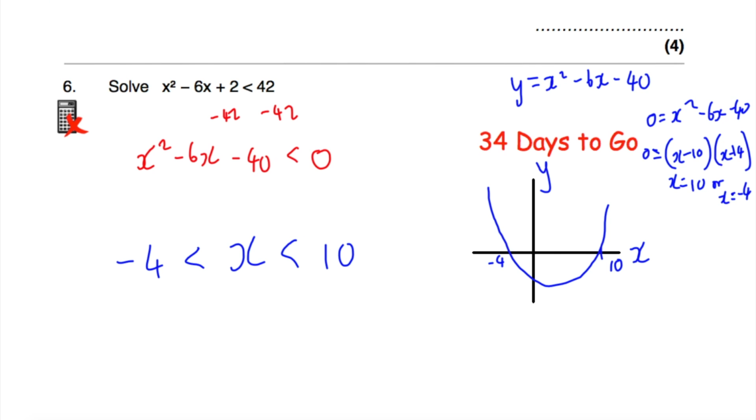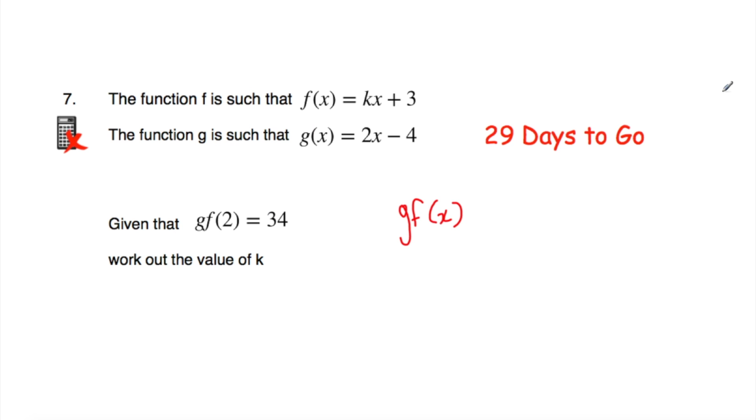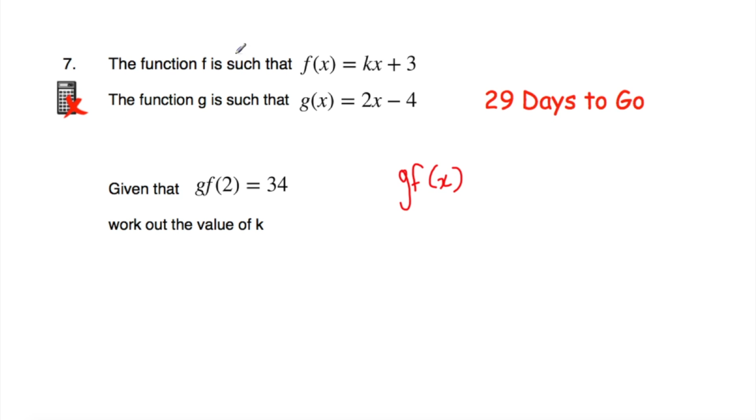Okay, let's look at our next question, question number 7. So question number 7 is on composite functions. So we've got f of x, we've got g of x, and we've been given that gf of 2 is equal to 34. And we've been asked to find the value for k.